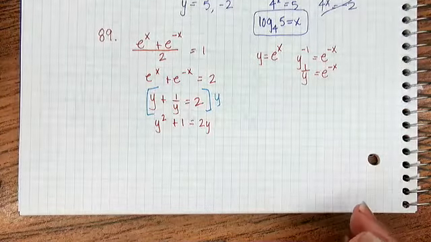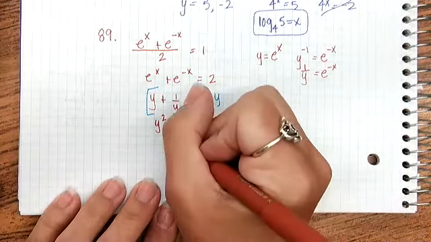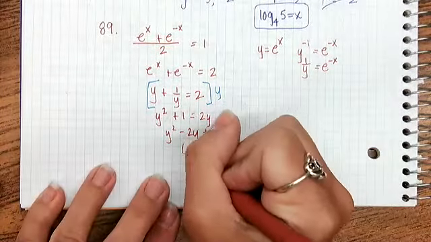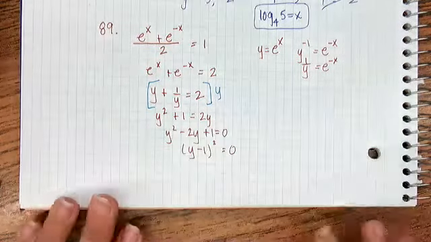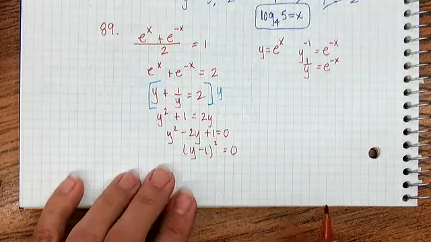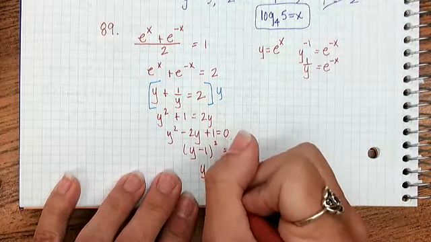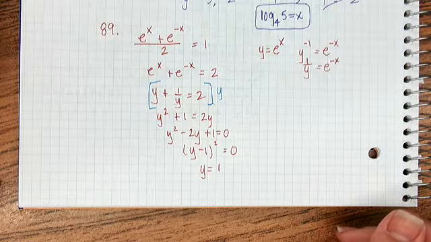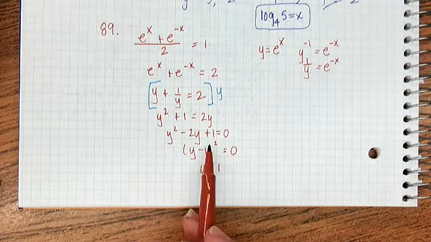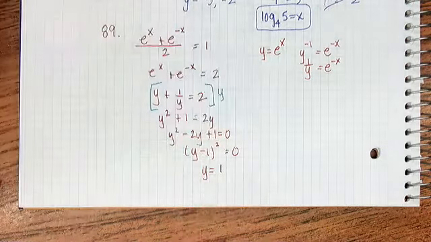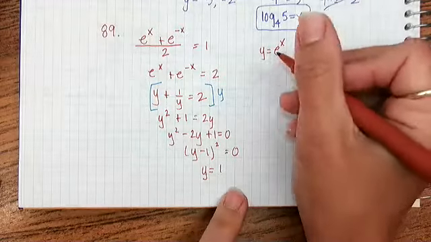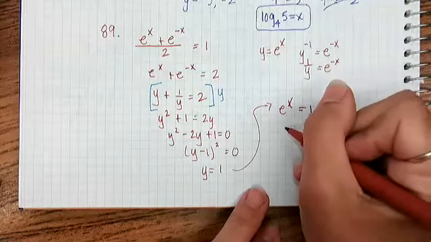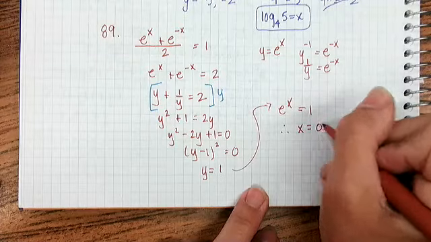It does factor. So this is y squared minus 2y plus 1 equals 0. This factors as y minus 1 quantity squared, a perfect square trinomial. So we get that y equals 1, with a multiplicity of 2. It doesn't hurt to review that: if I were graphing y squared minus 2y plus 1, I would have a bouncer. Okay, so y is 1, but y is really e to the x. And so therefore, x is 0.